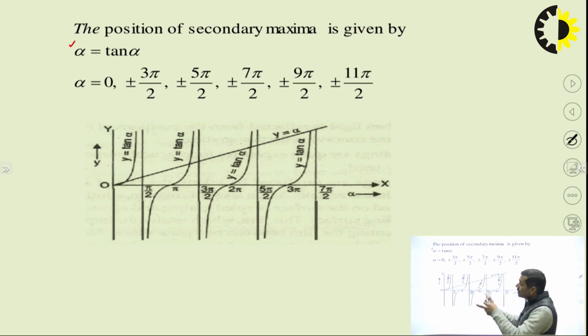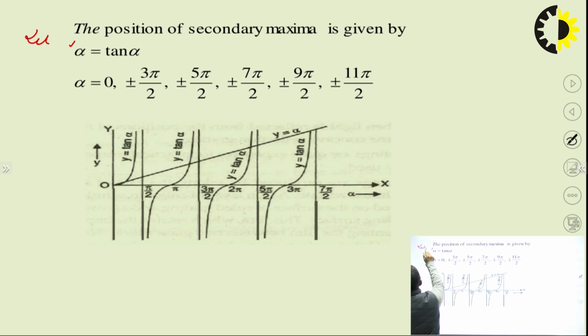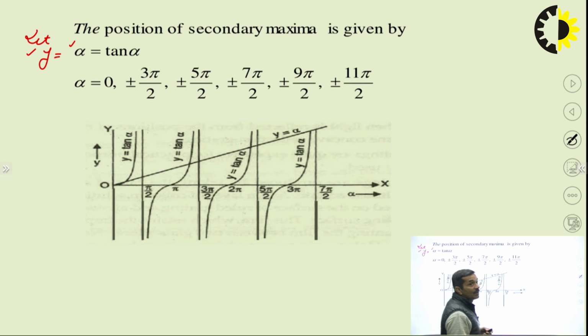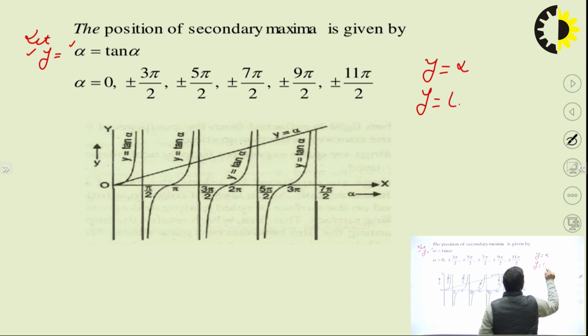Now we can solve this condition using the graphical method. Let this be equal to y. If y equals alpha equals tan alpha, then we have two simultaneous equations: one is y equal to alpha and the other is y equal to tan alpha.